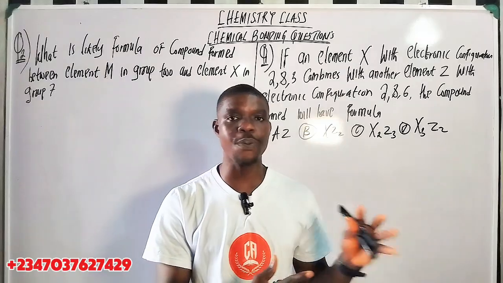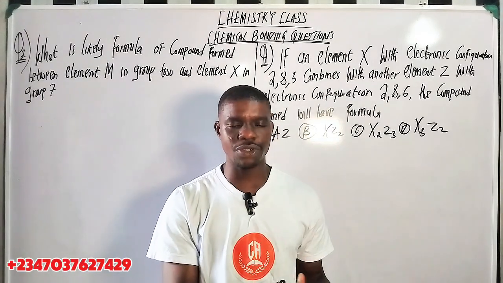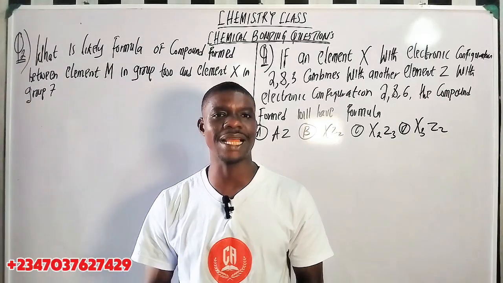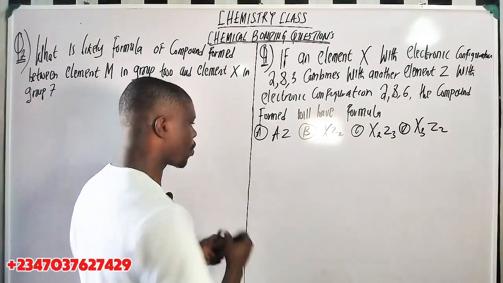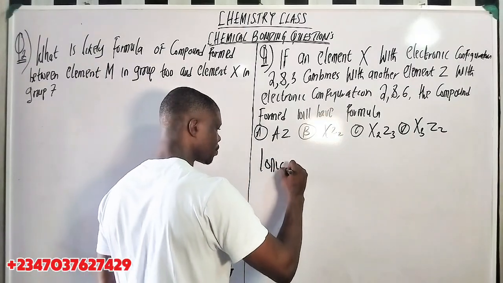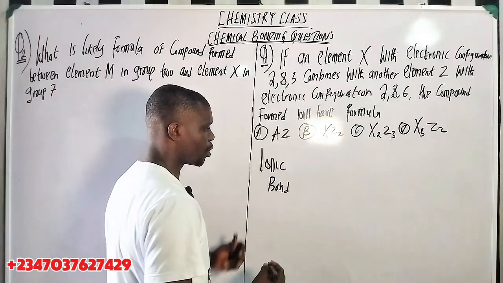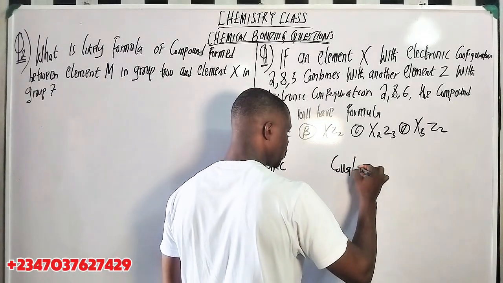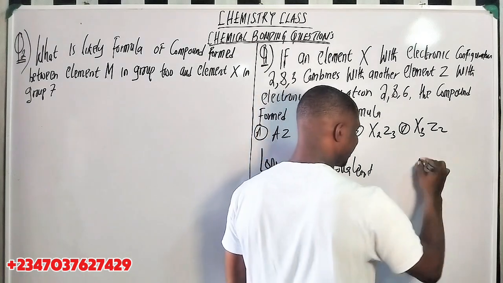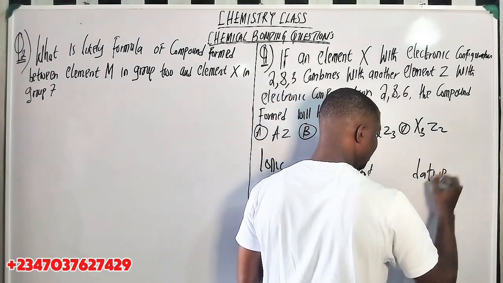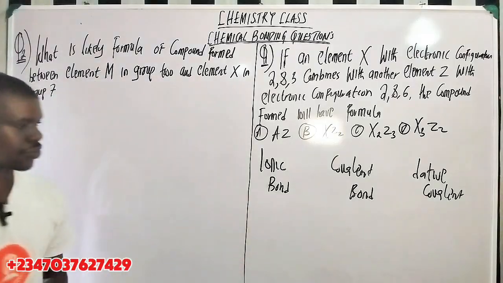But for group 1 to group 7 elements, they form bonds. They can form ionic bonds or covalent bonds. Do you understand? So we have three types of bonds. Here we have the ionic bond, here we have the covalent bond, and we have the dative covalent bond. Do you understand?